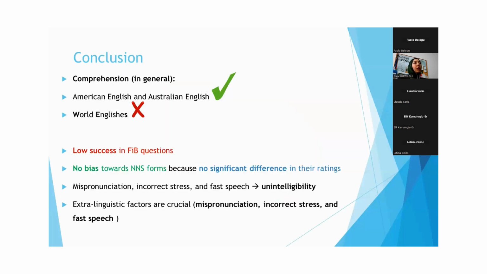So in conclusion, we can say that in general comprehension, the American English and Australian English, they understood, and also the Hungarian accent. But when it comes to World Englishes in general, they don't understand. So it is problematic, I guess. We need to present more different accents in classrooms.